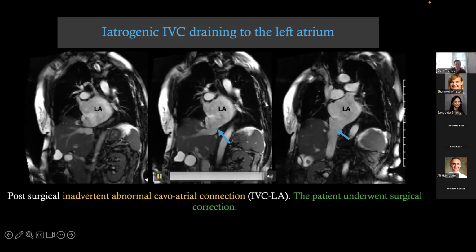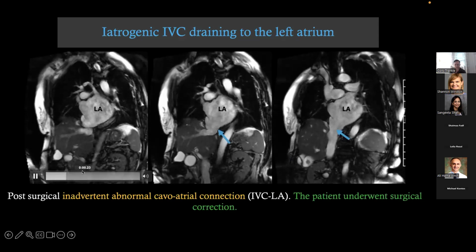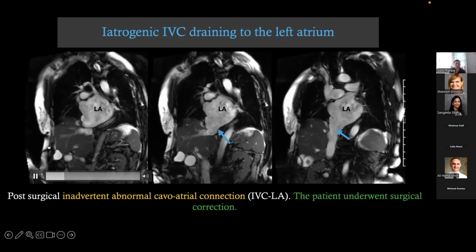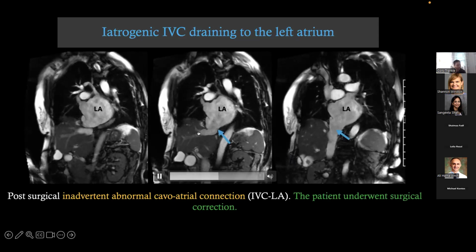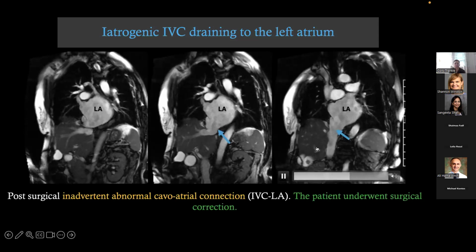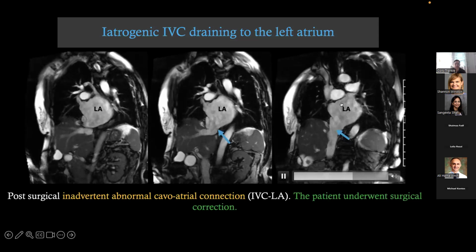So iatrogenic cavo-atrial connection can happen, and patients may not necessarily present early post-surgical, they can present many, many years after surgical repair. So these are coronal images showing the IVC. These are the hepatic veins communicating to the IVC, intrahepatic IVC, and this is the IVC going all the way to the left atrium.